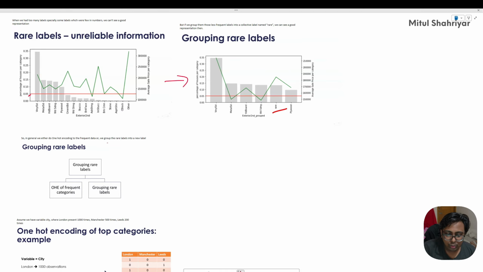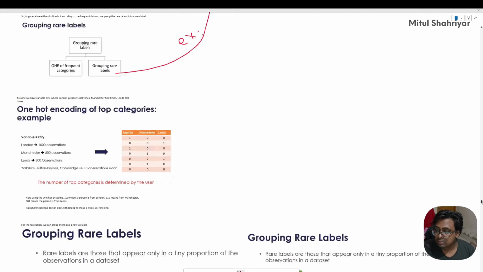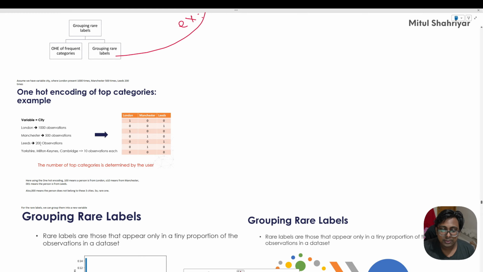Great. So grouping rare labels, when you do that, you can go for one-hot encoding of frequent categories or grouping rare labels. You can just use any of the techniques. Okay. So we have just used this one, grouping rare labels. This is an example of this. Okay. And we can also use another technique. For the one-hot encoding one, you can see one-hot encoding of top categories example.